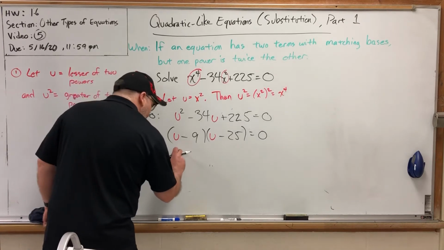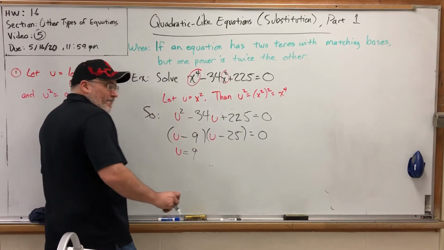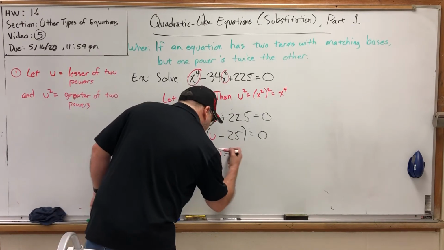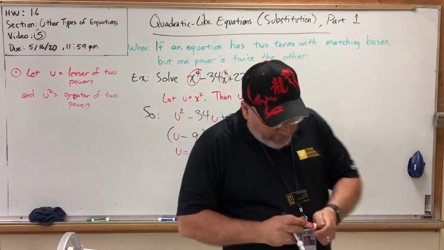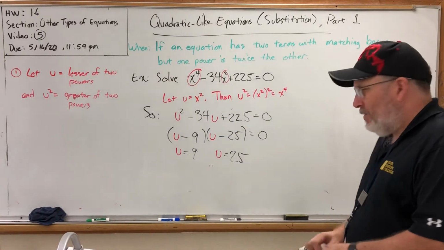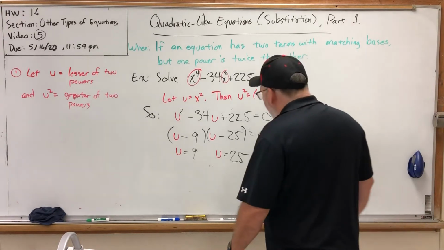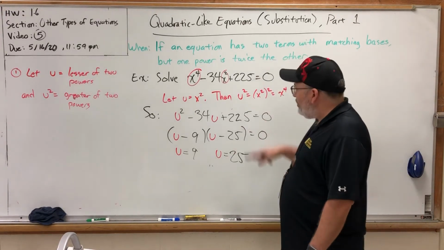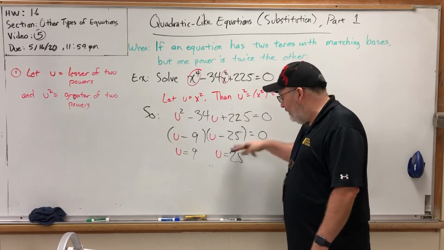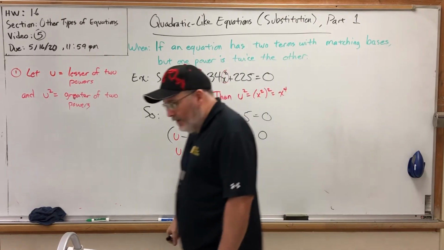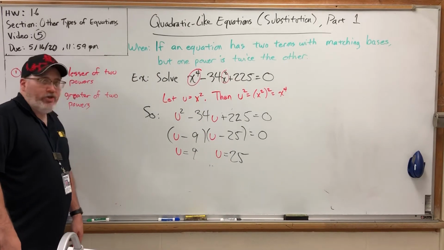If I put u minus 9 equal to 0, I get u equals 9. And if I put u minus 25 equal to 0, I get u equals 25. Hooray, we're done, except we're not. Because we weren't solving for u, we were solving for x. I mentioned that substitutions are temporary. Thank you, u. I appreciate you going in, transforming this into something that I can solve, and helping me solve it. Now, get out. I need to know what x equals, not u.